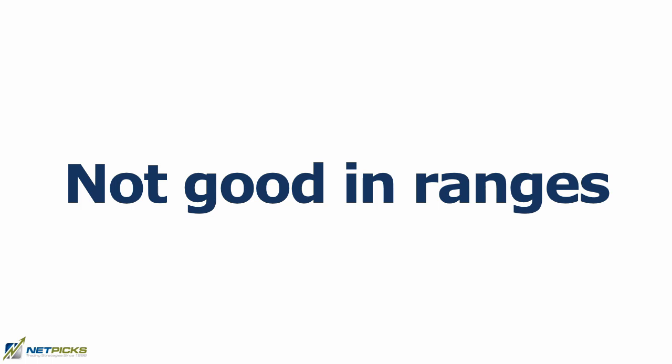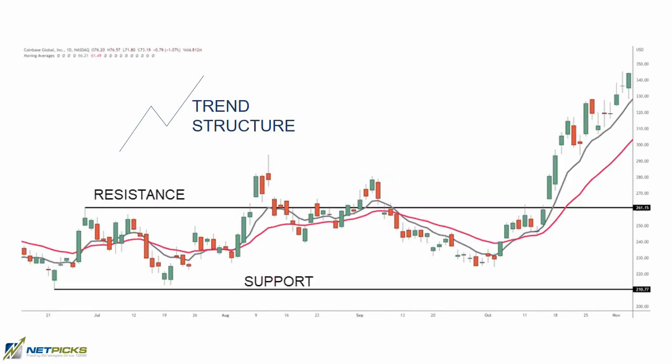So you want to learn the difference in price structure for a trading range and trending market. Knowing the difference is important. So on this chart here, you can see support and resistance areas, as well as a mixed trending structure pattern. You want to wait until price breaks from the range before you look for a trade entry.